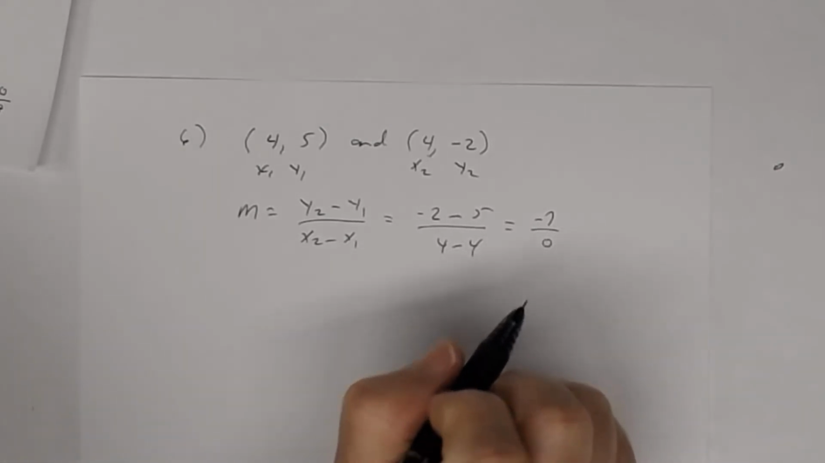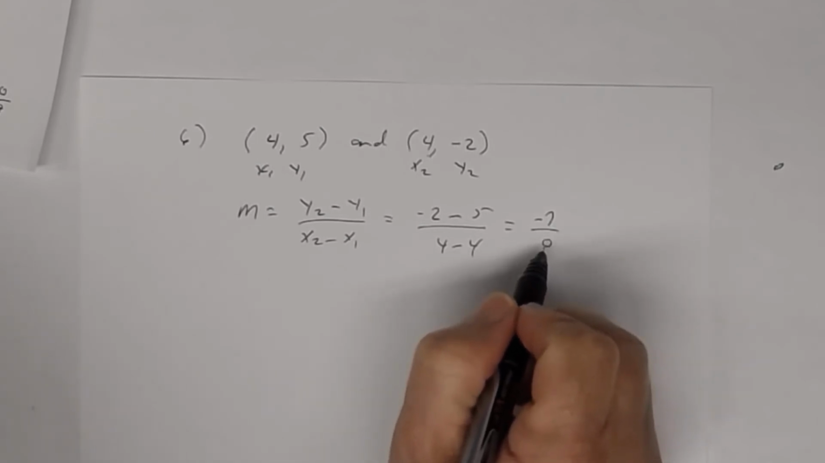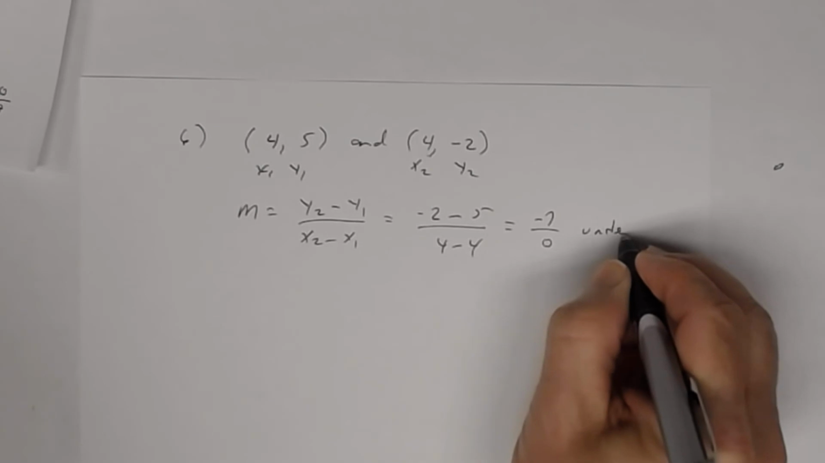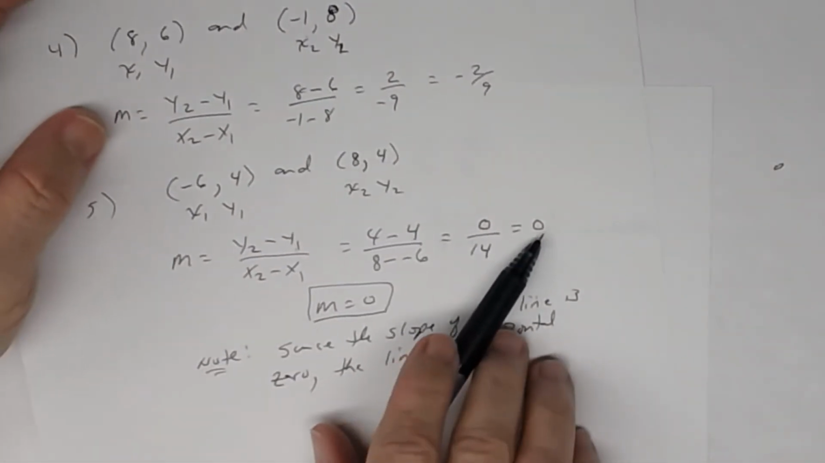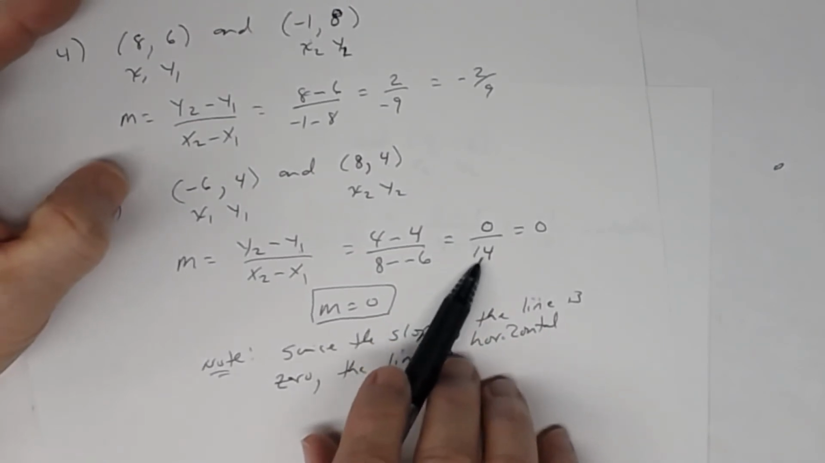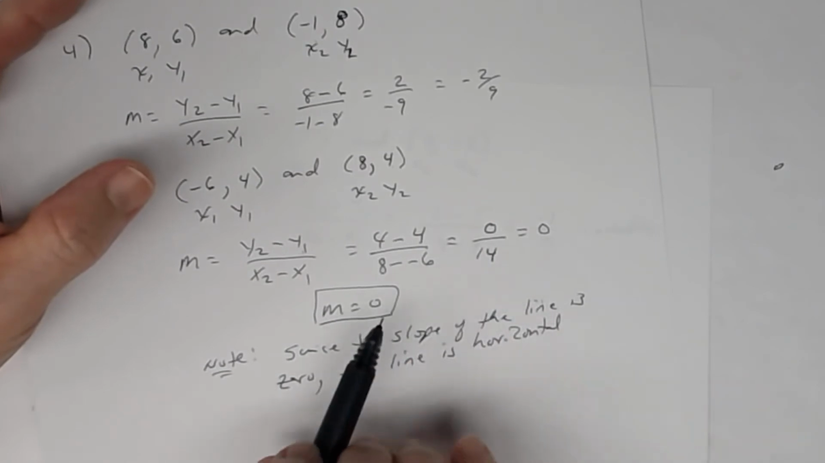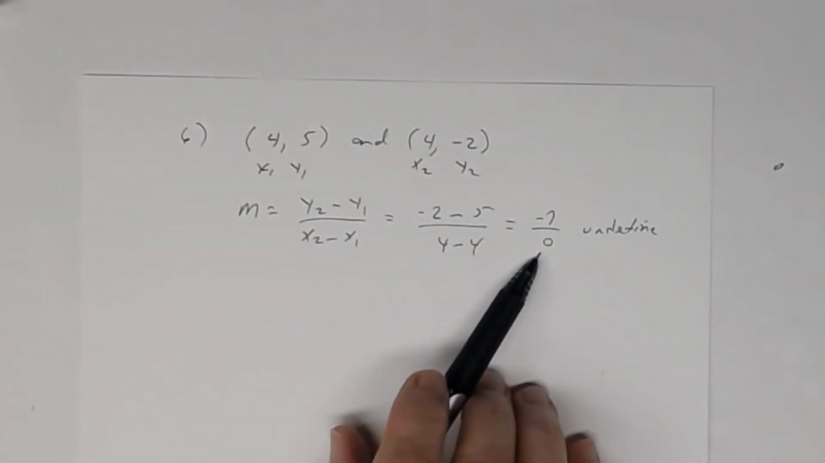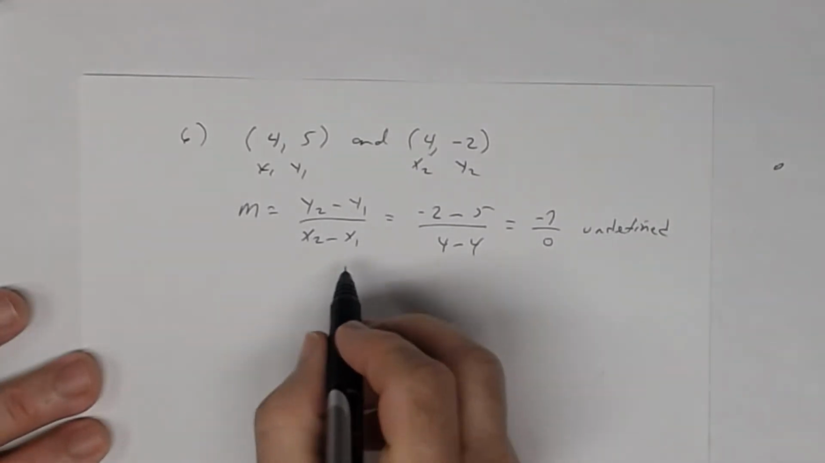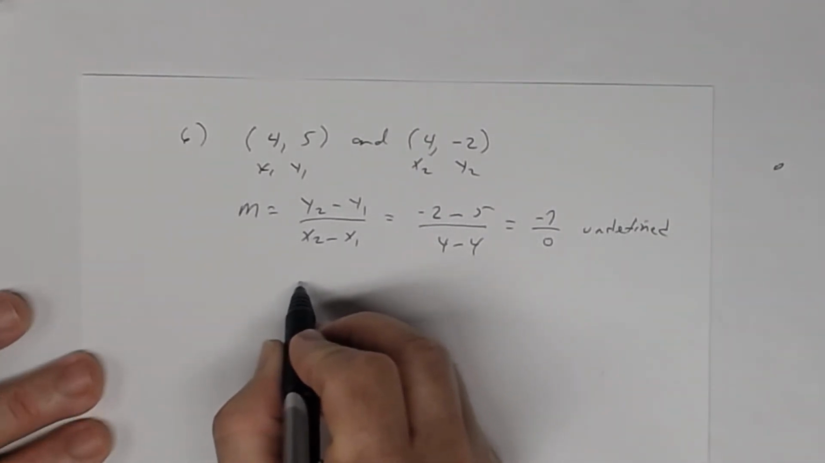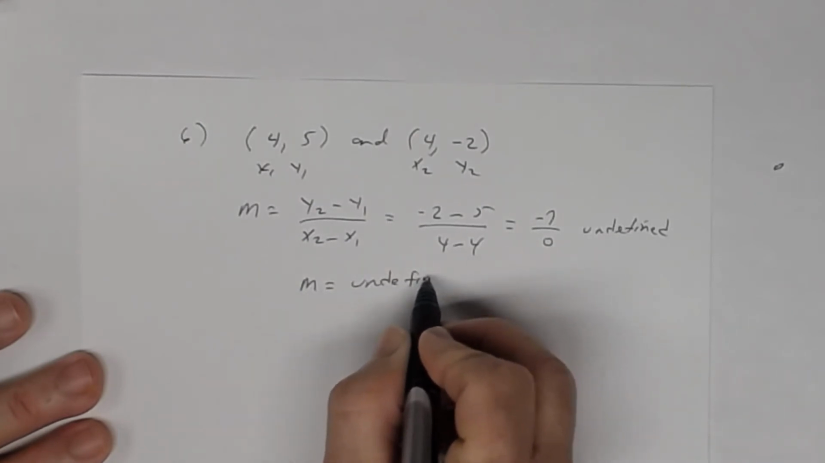All right, now you got to remember something. You can never divide by 0. So that's undefined. Don't say 0. The only time you get 0 is when the numerator is 0 and the denominator is some other number other than 0. So 0 divided by 14 is 0. -7 divided by 0 is undefined, right? So you can say one of two things. You can say this. Listen carefully. You can say slope equals undefined, so the slope is undefined.